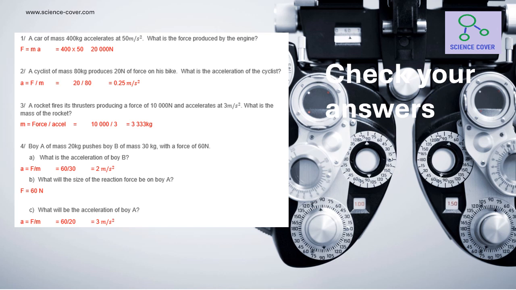What will the size of the reaction force be on boy A? Well, the reaction force should be the same size, so that's 60 newtons. And what will the acceleration of boy A be? So acceleration is force divided by mass. So 60 is the size of the force, but this time we're dividing by boy A's mass, which is 20 kilograms. So 60 divided by 20 is 3 meters per second squared.